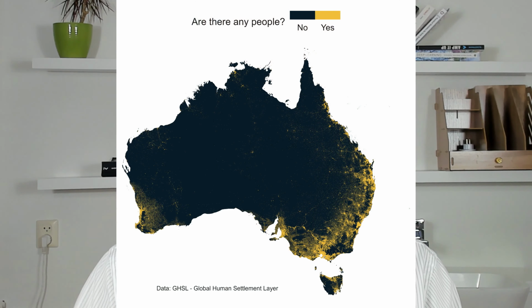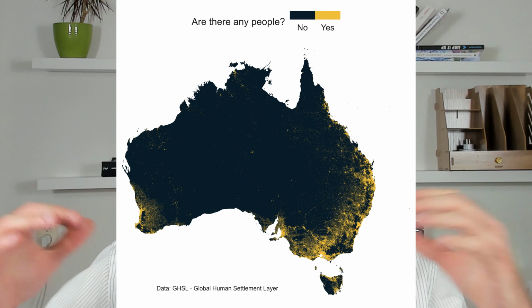This time I'm going to show you how you can use global human settlement layer data to map uninhabited areas for any country in the world. So first of all, I'm going to show you where the data lies and how you can load it into R. Then I'm going to show you how you can crop the area specifically for Australia. And finally, we'll be using ggplot2 to create a very effective and beautiful map of uninhabited areas in Australia.